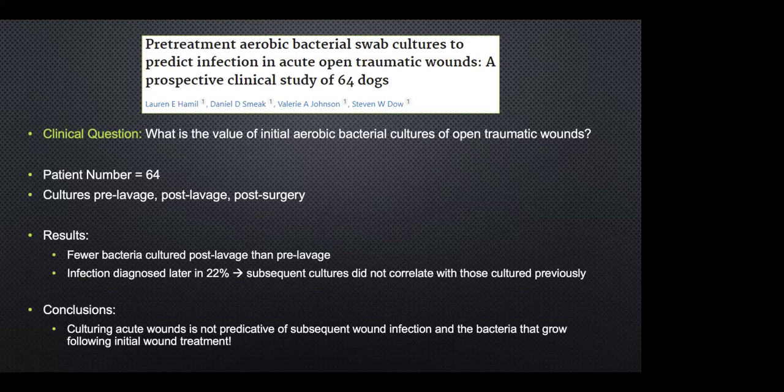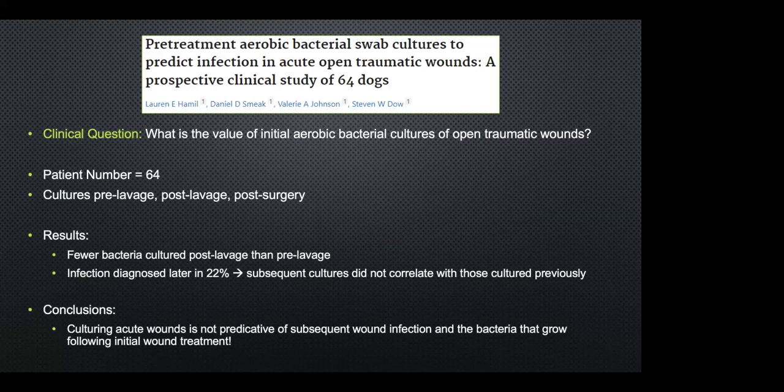an infection. It's important to note, though, that in almost a quarter of these patients, an infection was diagnosed later. And that may have been from post-lavage to intra-op, or it may have been if the dog never went to surgery, at multiple times where a culture was taken. So later during the wound healing, but in almost a quarter, the subsequent cultures did not correlate with those that were cultured previously. And so I think that just brings up a good point of, just because we culture a certain bacteria, maybe at the first day of wounding, that's not necessarily predictive of what's going to happen in terms of infection of that wound bed a week or two later.